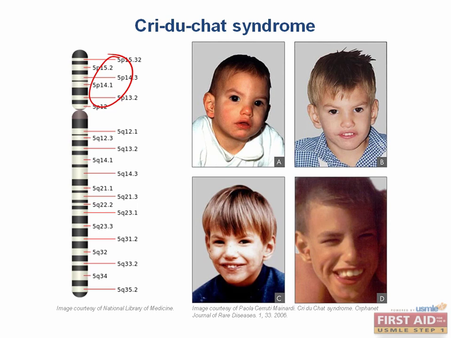Well, first of all, when they're young and they're crying, these patients make a sound like a cat, thus the name Cri-du-chat. But this goes away by the time they're 2 years old. So you can also recognize these patients by some of the traits you can see in this time course.